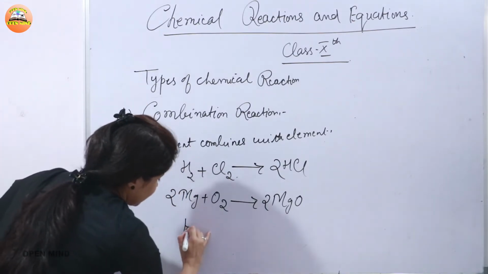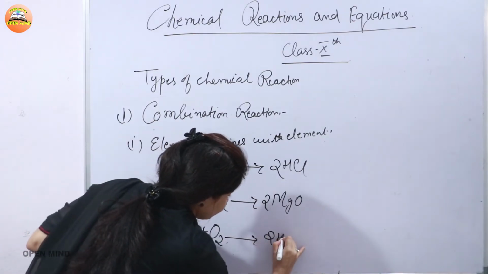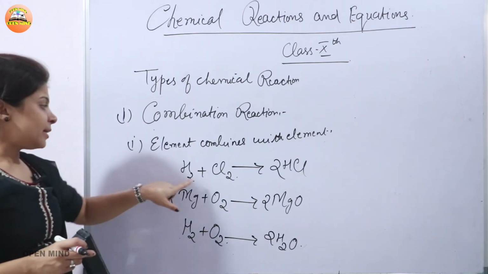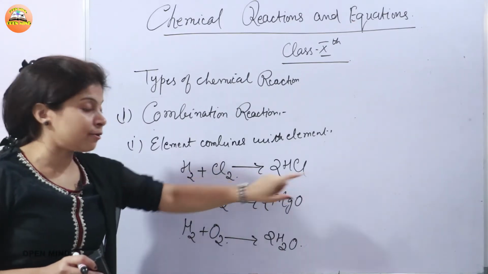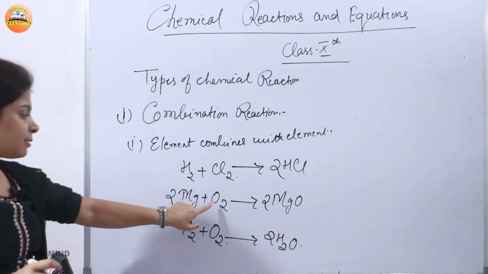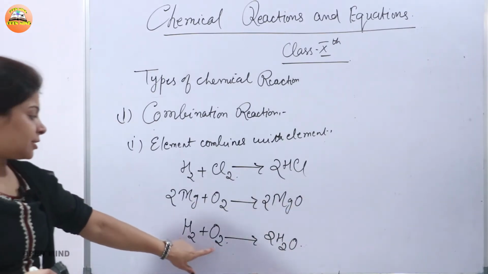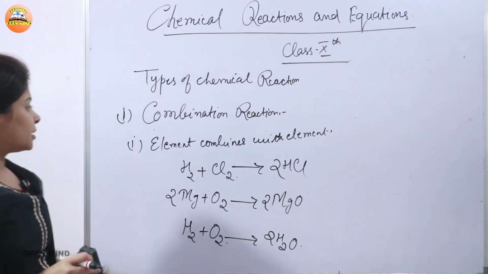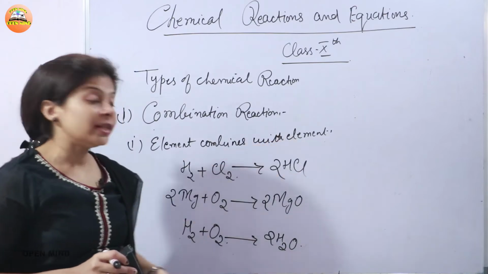Another example is H2 plus O2. It gives you 2H2O. So here one element is combining with another element in order to give you a compound, that is hydrogen chloride. Here magnesium is reacting with oxygen to give you magnesium oxide. Hydrogen is reacting with oxygen to give you 2 molecules of water. So in this way we saw what happens when an element combines with an element.